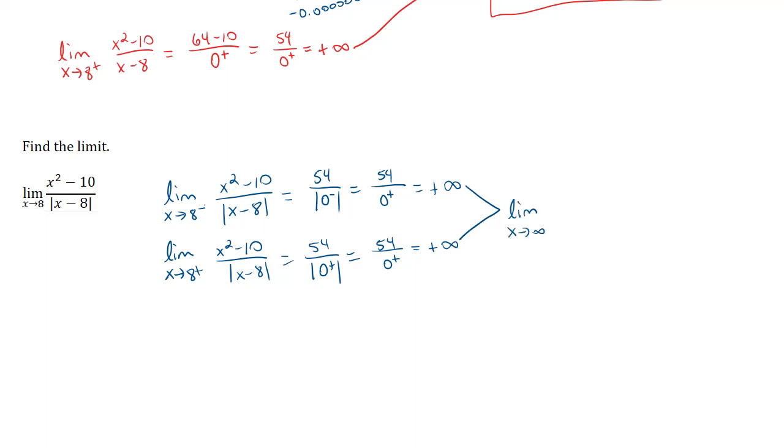Therefore our two-sided limit, as x approaches 8, of x squared minus 10 over the absolute value of x minus 8 is also positive infinity. And lots of times we don't write the positive, but I'm just doing that for emphasis here. So the first limit didn't exist because the two one-sided limits weren't equal, but the second one does exist and it's positive infinity. Now it's not a finite limit, it is an infinite limit. Keep that straight.